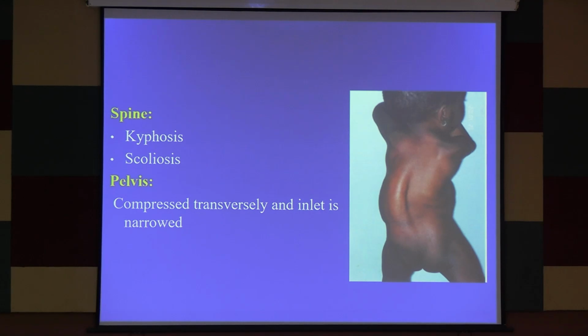Abdomen, because the muscles are lax, soft, the abdomen gets protruded, you get pot belly. And the spine, the whole skeletal system gets affected. You get kyphosis, scoliosis. And in the pelvis, I will show you the picture later, the pelvic bone gets deformed, and the pelvic inlet is narrowed.